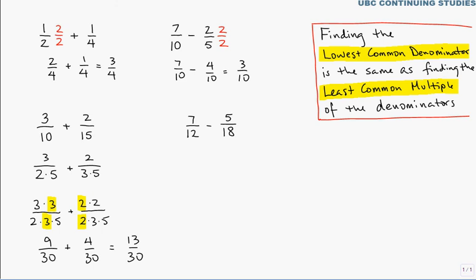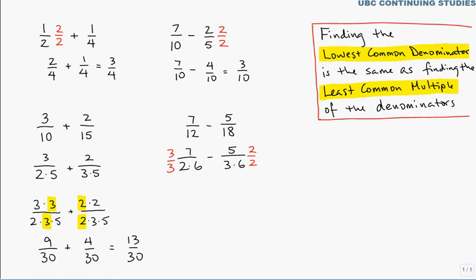Let's try that again for 7 over 12 minus 5 over 18. Greatest common factor of 12 and 18 is 6. So this becomes 2 times 6, and this becomes 3 times 6. What's the first fraction missing that the second one has? It's missing that 3. So I'll multiply this by 3 over 3. What's the second fraction missing that the first one has? A 2. So I'll multiply that by 2 over 2.